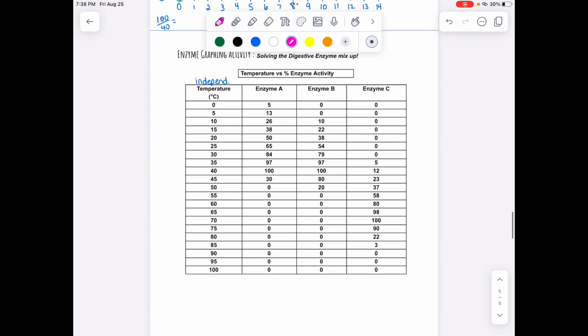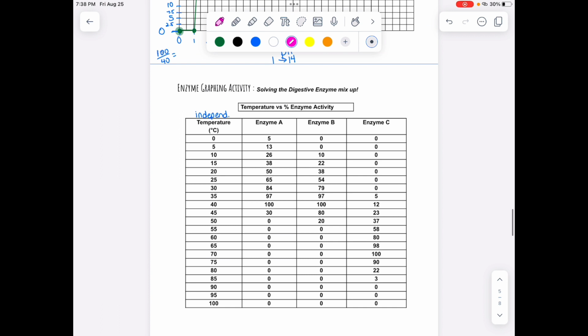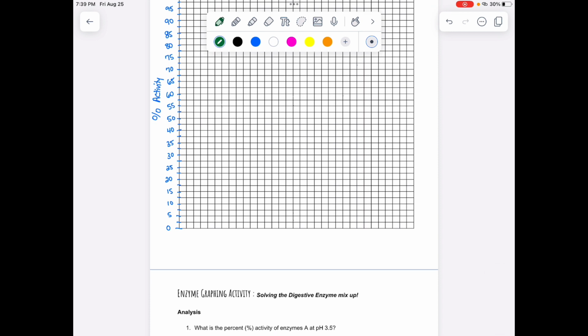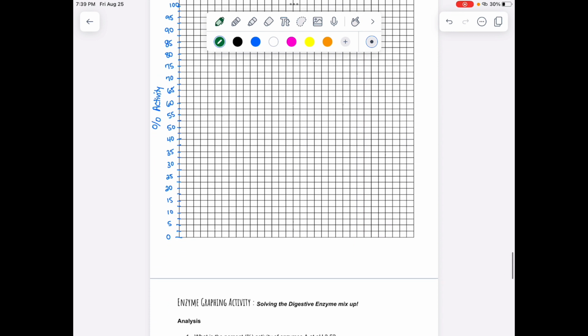Then you're gonna do the same thing with this other graph. This other graph, we're gonna put temperature on the bottom axis. And we have to go all the way from 0 to 100. Well, this bottom axis down here looks like it might be a little bit shorter than the other one. So let's take a look and count.